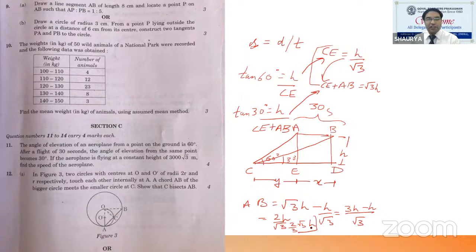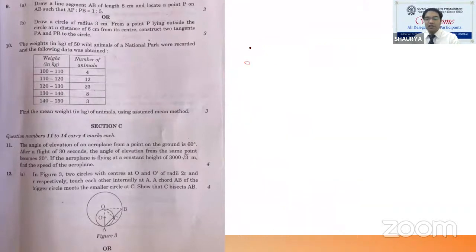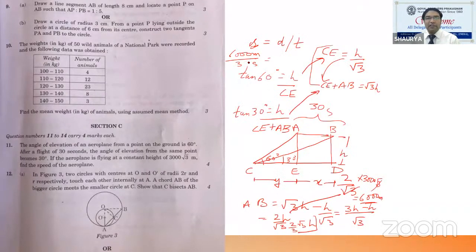The value of h in the question was given as 3000 root 3. So if I write 2 by root 3 into h, which is 3000 root 3, this root 3 gets cancelled and we are left with 6000 meters as the distance AB. So now finally we can calculate the speed. 6000 meters upon 30 seconds would give me 200 meter per second was the speed of the plane in this case, right?